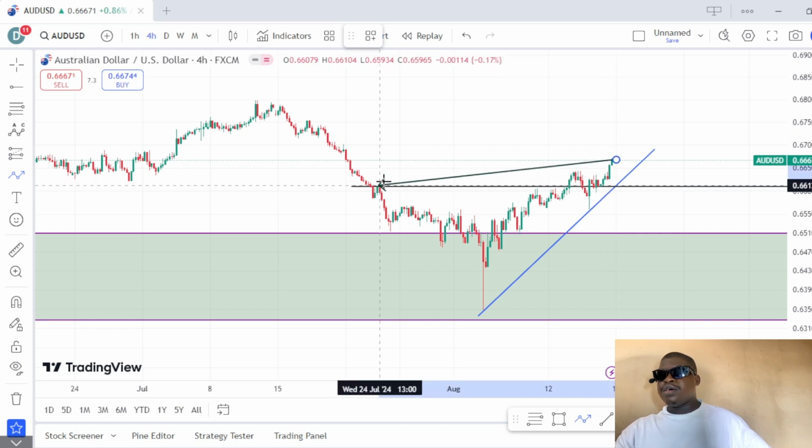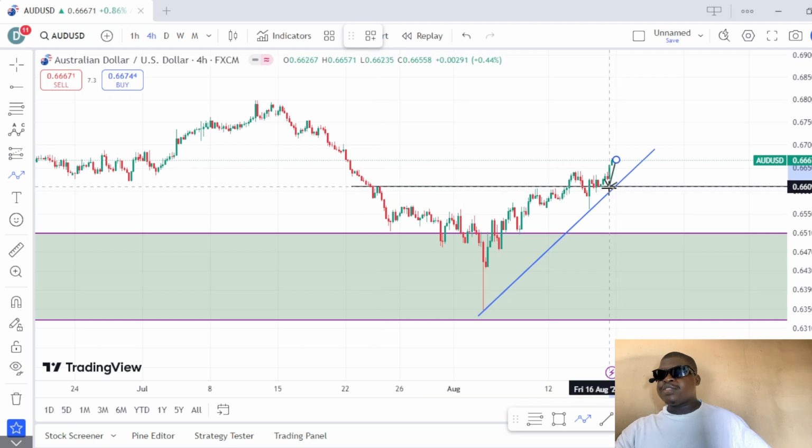So this is an important high as well, and an important low here as well. You see this high has been retested, so it's valid. So we will be expecting the price to break below this horizontal line and possibly retest this trend line as well before we can head down.